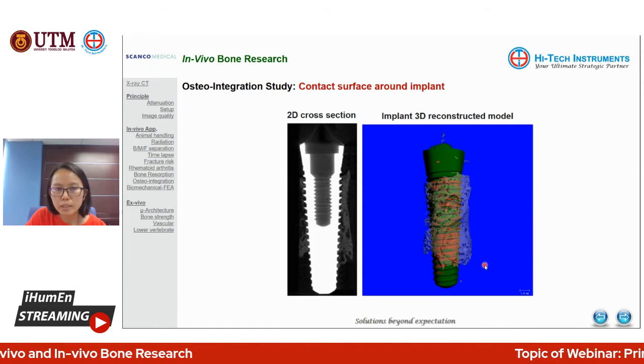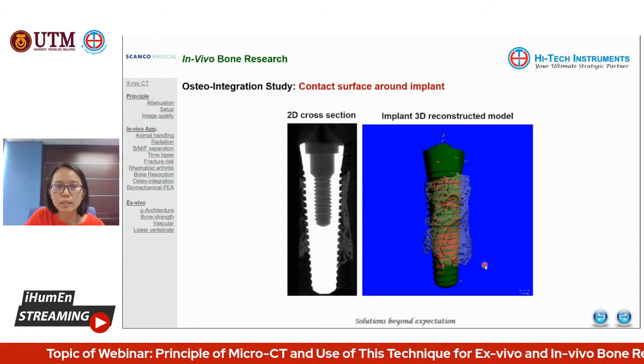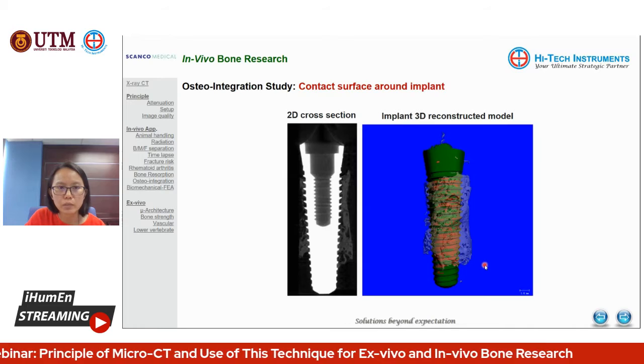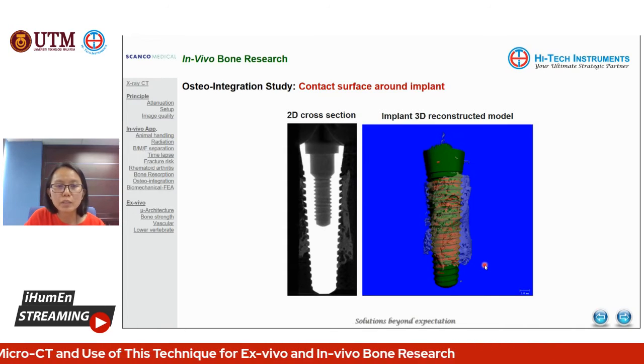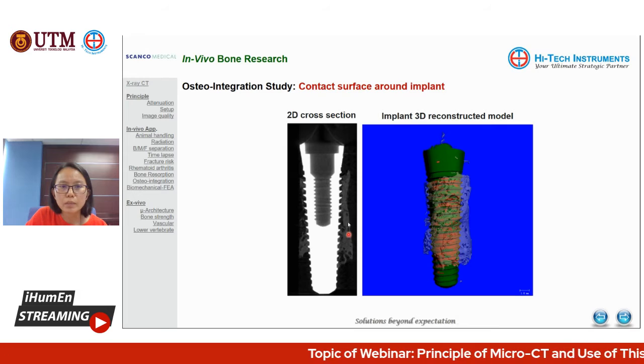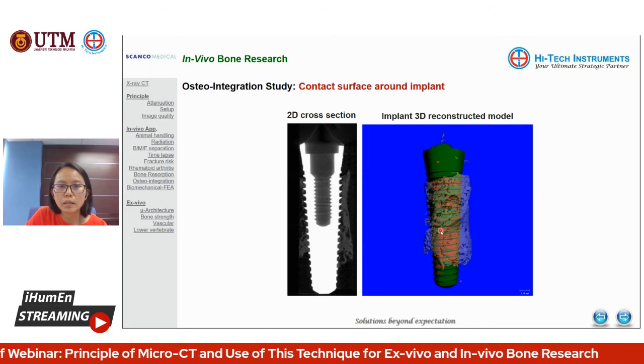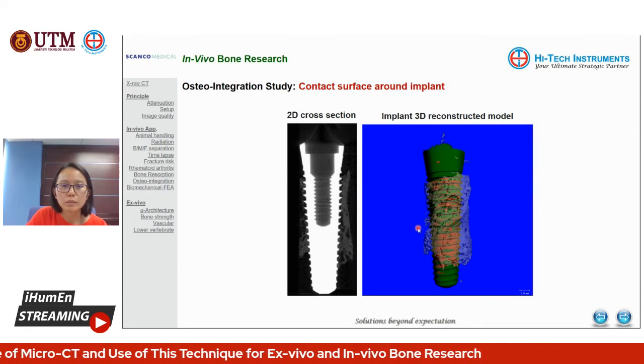And for in vivo study, we can do osseointegration. Of course, for osseointegration, we can do it in both in vivo or in vitro methods. It doesn't have to be in vivo if you are ready to sacrifice the animal. So for osseointegration studies, the main focus is on the contact surface around the implant here. For example, this one is a 2D cross-section. This is the bone. This will be an implant. And this will be the 3D reconstructed model here.